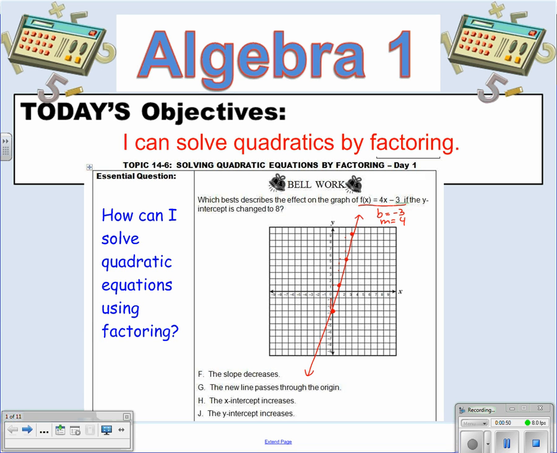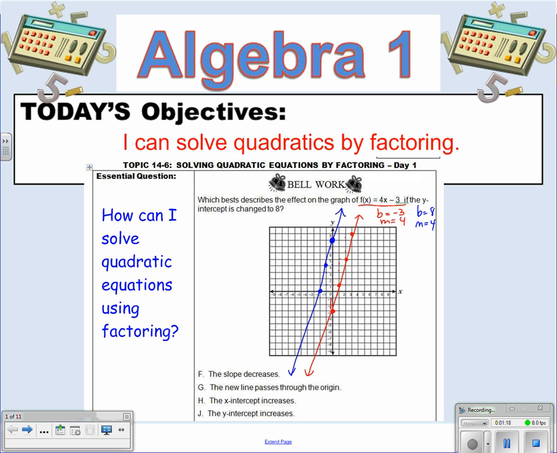Get an idea what that line looks like. If the y-intercept was changed to 8, that means our new y-intercept is going to be 8, but the slope is still going to stay the same as 4. So here's our new y-intercept of 8. I can't go up, so I'm going to go down 1, 2, 3, 4, and to the left 1. 1, 2, 3, 4, to the left 1.